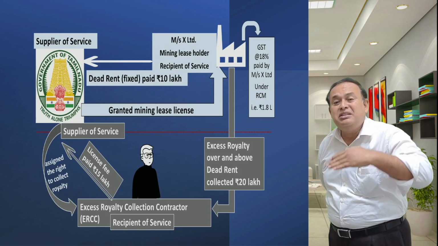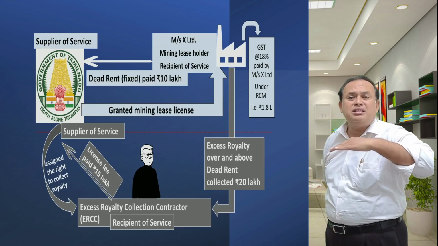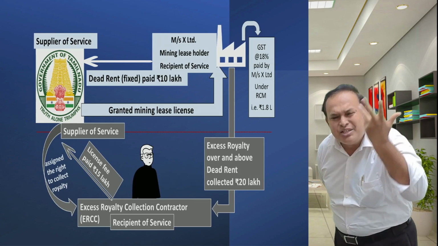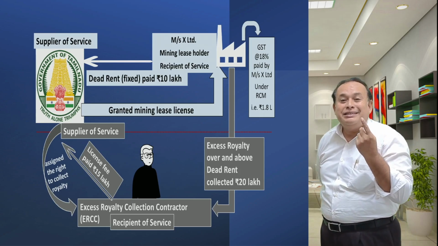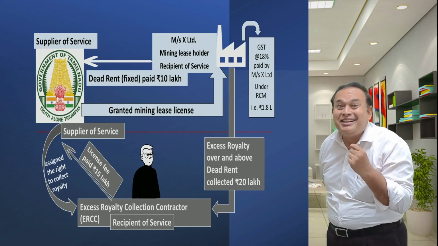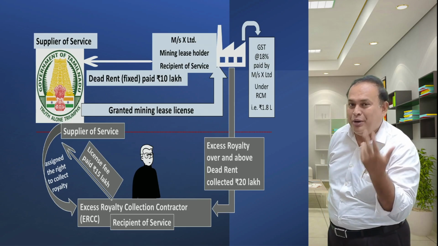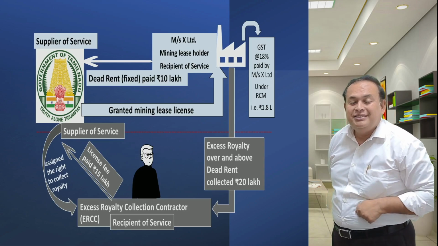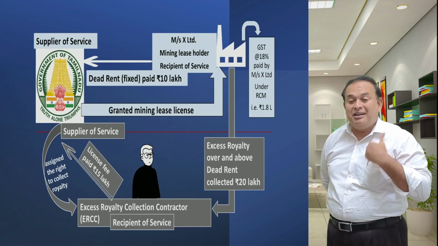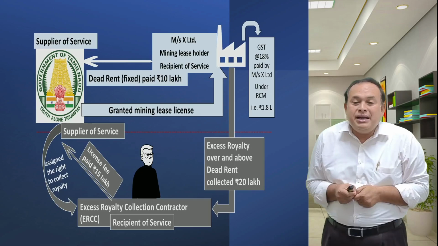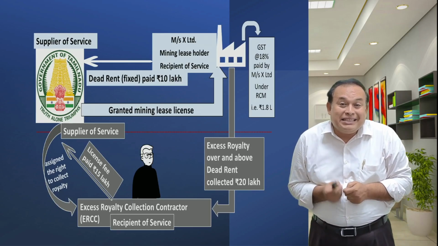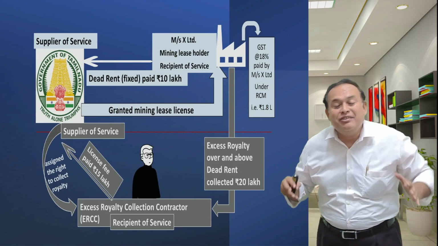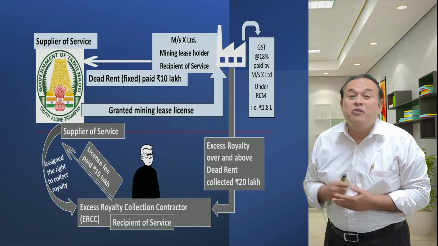2,500 quintals extracted, 1,000 quintals dead rent gone, balance 1,500 quintals whose value, assume, is 20 lakhs. That is going to be collected by whom? The excess royalty collection contractor says, hey X Limited, you pay to me because I am the license holder. I am appointed by the state government, I got the license. So X Limited pays excess royalty to the excess royalty collection contractor. In the given case, who is the supplier of service for 20 lakhs?